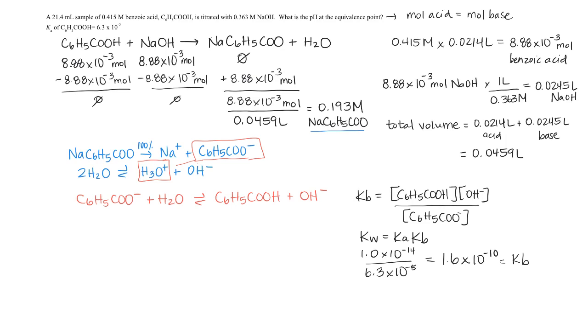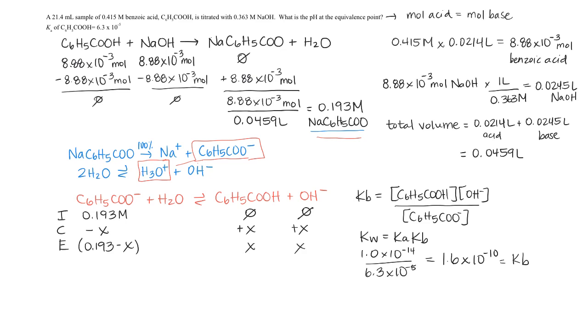Let's set up our ice chart. The initial concentration of the salt we calculated earlier as 0.193 molar. The reaction can only proceed in the forward direction, and concentrations at equilibrium are I plus C.